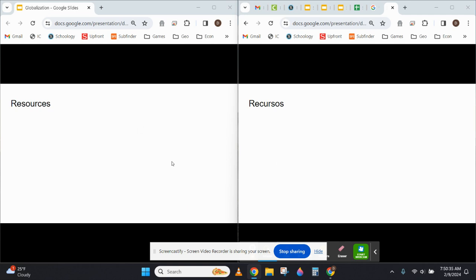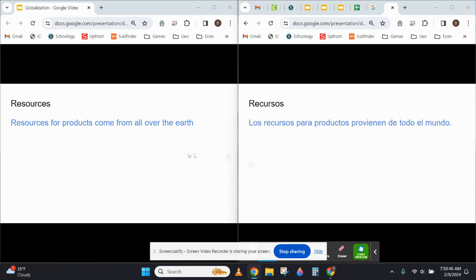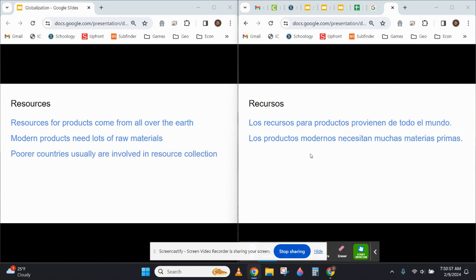Now the product has been designed, we need to get all the resources needed to make it. And this may not seem like a big deal, but a lot of our modern products require lots of different resources to make them work. So we're collecting resources from all over the earth. We need lots of different resources. They all need to be brought together, refined, and put into a position to make whatever product.